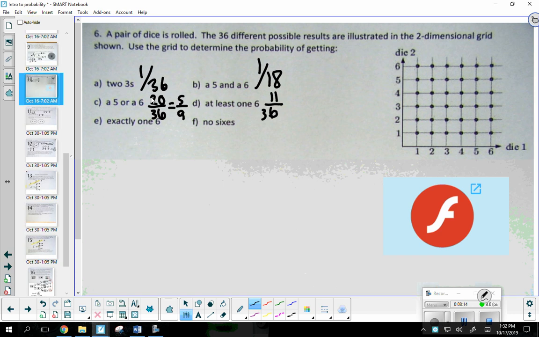All right. Good. Okay. And our last pair. E, exactly one 6, and F, no 6s. Okay. So again, any volunteers?